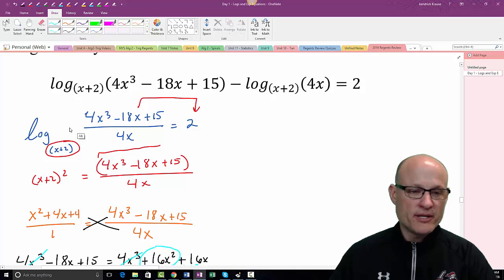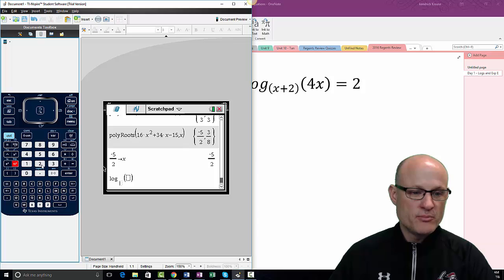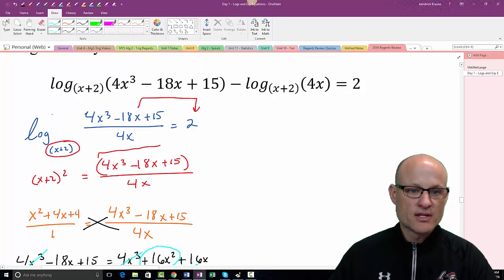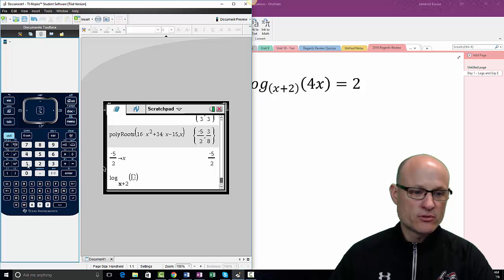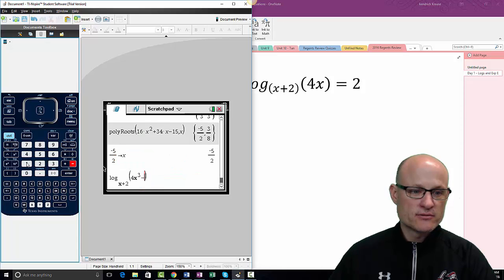So log base. Oh, I started next. So control var log base x plus 2. Again, the first one to check is always the pain. Of 4x cubed. Get out of cube mode. Minus 18x plus 15.